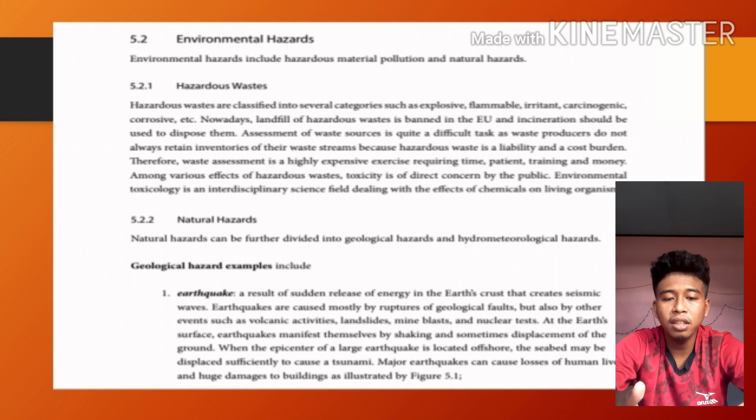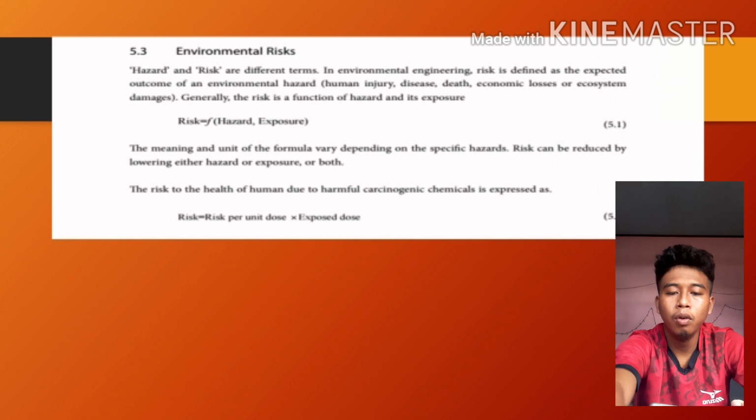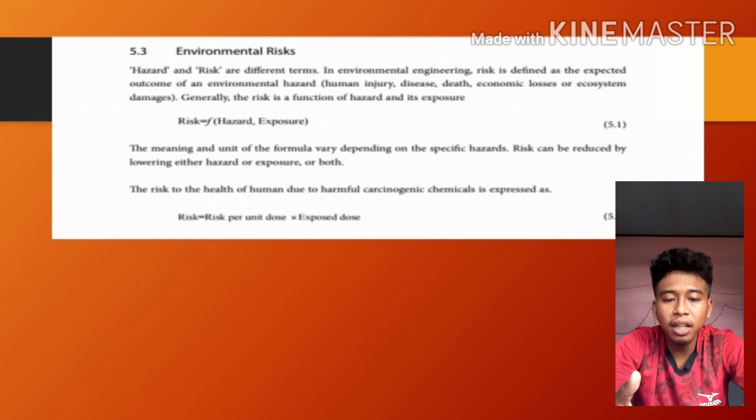Point 2, environmental hazard, has two points: one, hazard water; two, natural hazard. Natural hazards include: one, earthquake; two, landslide; three, avalanche; four, volcanic eruption. Point 3, environmental risk. Hazard and risk are different terms. In environmental engineering, risk is defined as the expected outcome of an environmental hazard: human injury, disease, death, economic loss, and ecosystem damage.